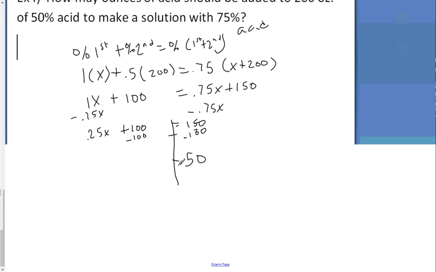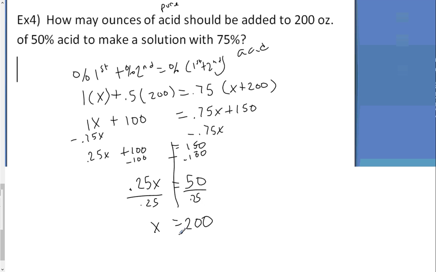And 0.25x equals 50, so now I have to divide by 0.25, and if you know any math here, when you're dividing by 0.25, you're dividing by 1/4, which is the same as multiplying by 4, so you get 200. So what am I saying here? Well, what I'm saying is, if I add 200 milliliters of pure acid to 200 milliliters of 50% acid, I will make a mixture that's 75% acid. Well, that's logical, right? You add half and half, it's going to be halfway between them.